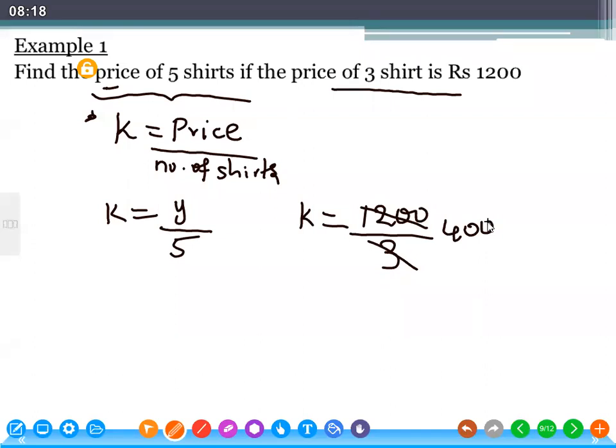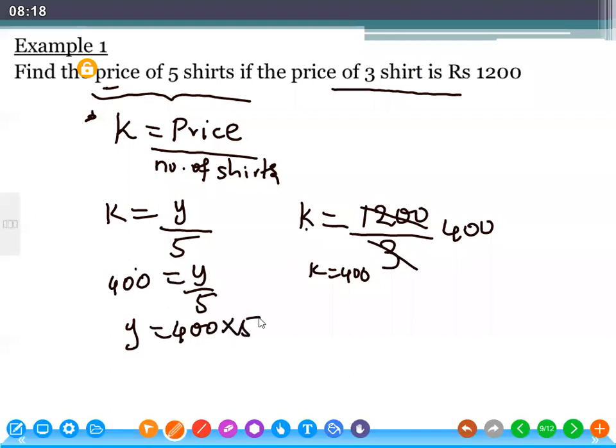So both the k's are equal. So I'm going to substitute k as 400 here. So 400 is equal to y by 5, and y is equal to 400 into 5. That is equal to 2,000 rupees. So now you have found the price of 5 shirts, that is 2,000 rupees.